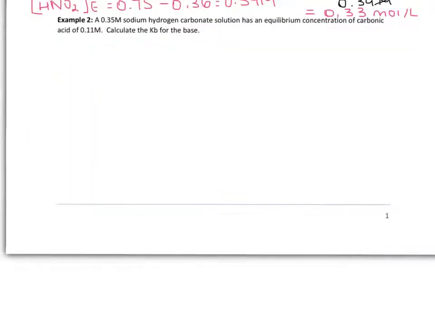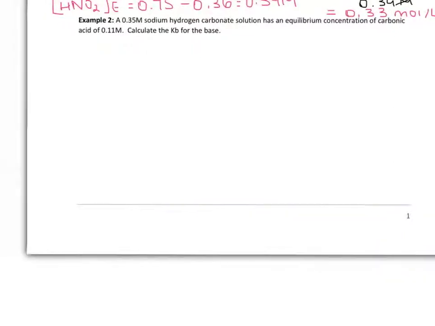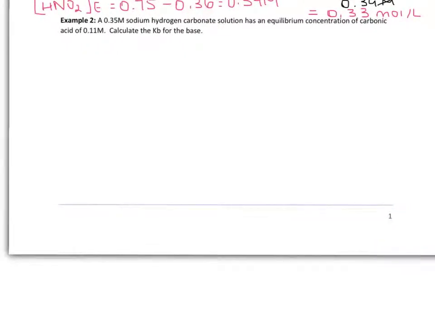Example 2. A 0.35 molar sodium hydrogen carbonate solution has an equilibrium concentration of carbonic acid of 0.11 molar. Calculate the Kb for the base. Well, the first thing we need to do is write out the formula for sodium hydrogen carbonate. This will require a review of Science 1206, where you look up the sodium ion, Na positive, and the hydrogen carbonate ion, which is on the back of the periodic table, which is HCO3 negative, and do the crisscross.